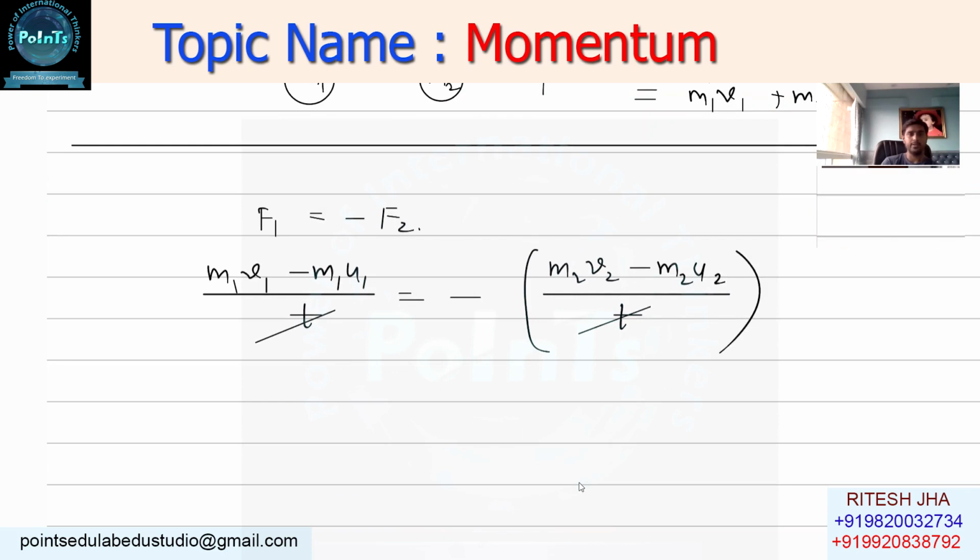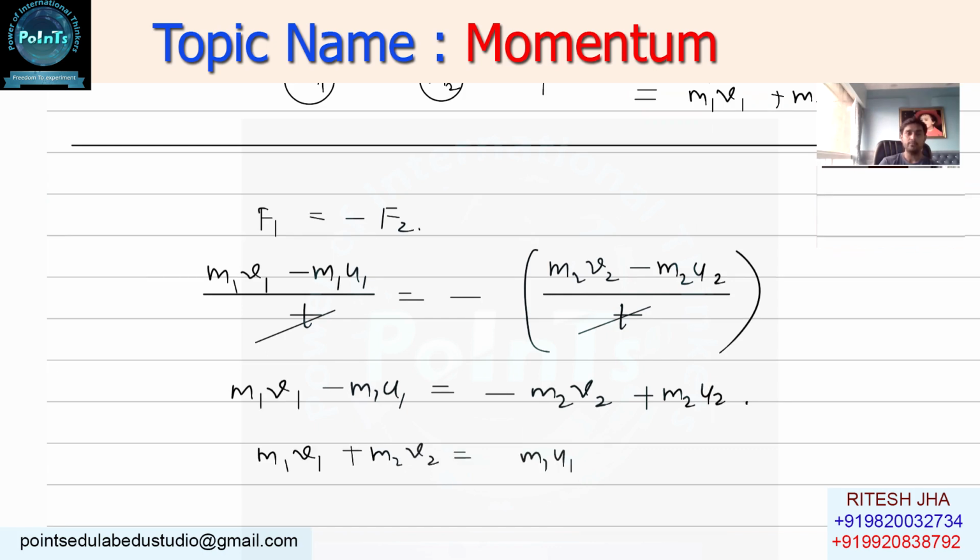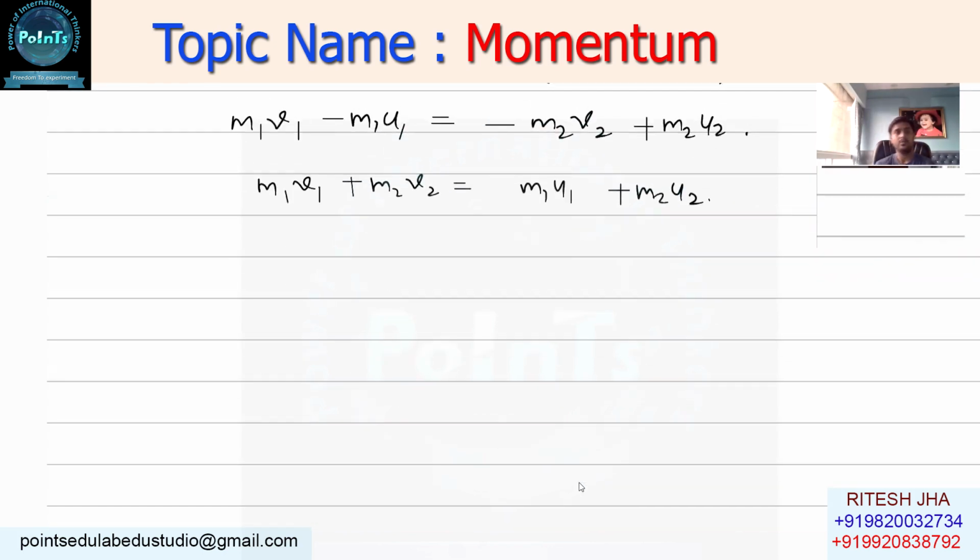So what we have over here, we have m1 v1 minus m1 u1, which is equal to minus m2 v2 plus m2 u2. Now you can take this m1 u1 to the right hand side, m2 v2 to the left hand side. That makes it m1 v1 plus m2 v2 equals m1 u1 plus m2 u2. All right. Now, what is this? This is the total final momentum, and this is the total initial momentum.